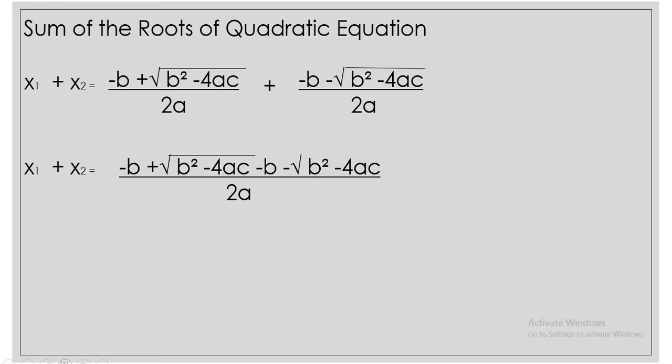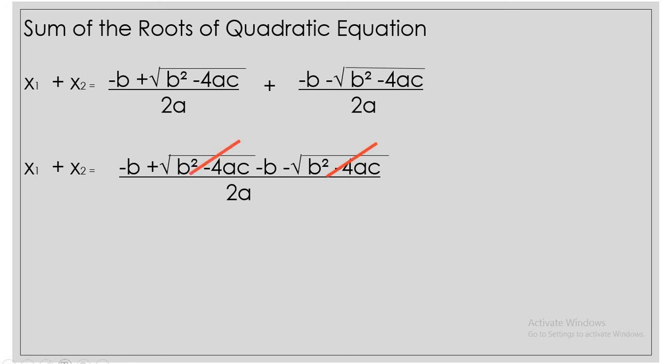Then why does it become negative? This is from plus negative b, so it will become negative b. Then the negative sign in between b and the radical of b squared came from the sign of positive times negative in the first equation. Okay, then it will become again negative b minus the radical of b squared minus 4ac all over 2a.